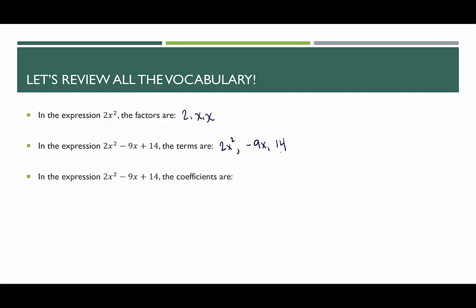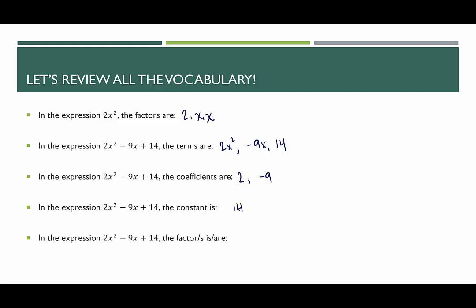In this expression, the coefficients are, well, we have a coefficient in this term of 2, and we have a coefficient in this term of -9. And the constant, that number that isn't being multiplied to a variable or anything else, is 14.